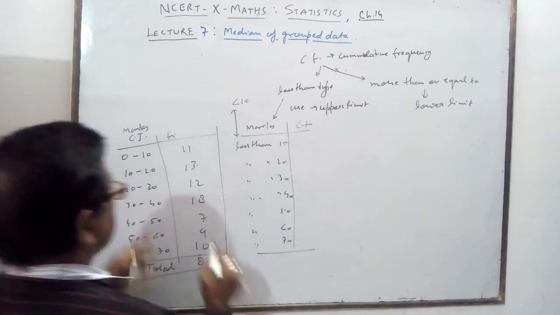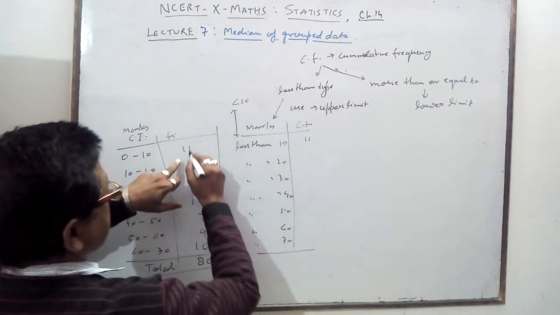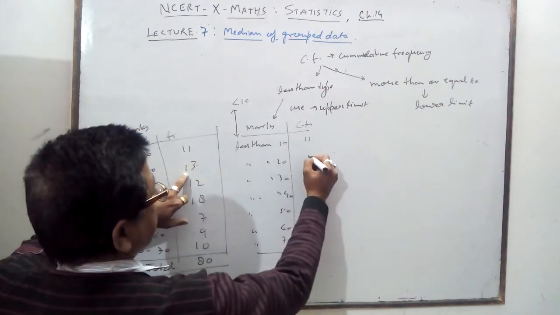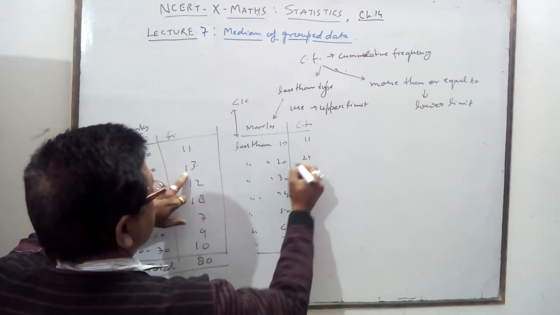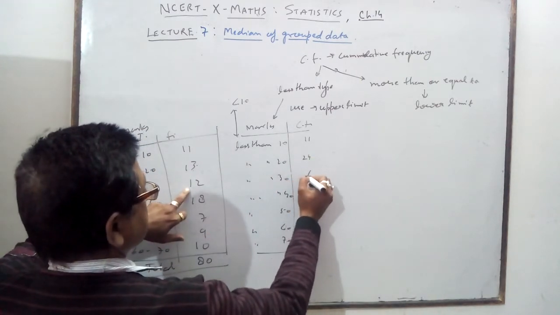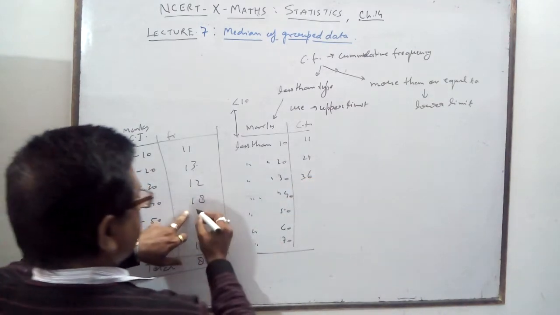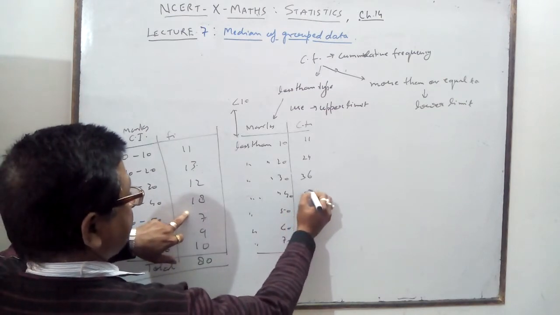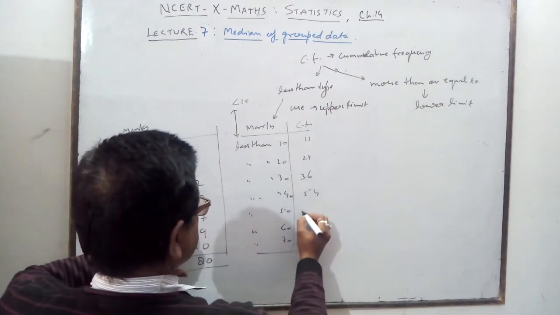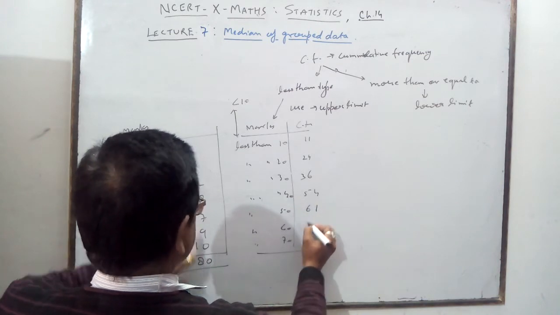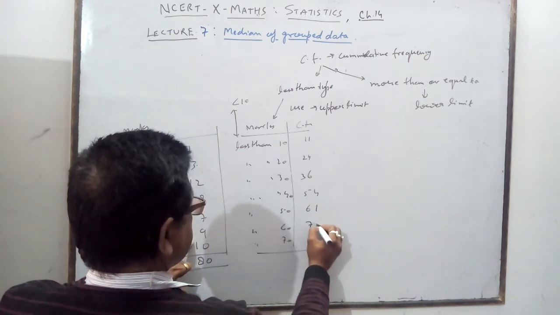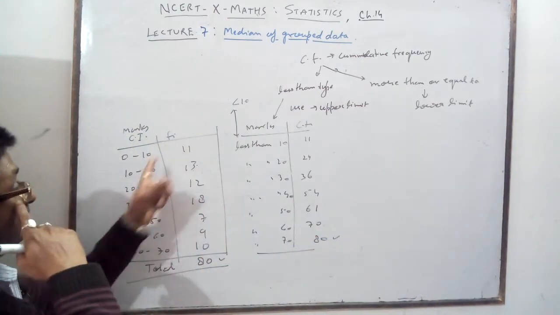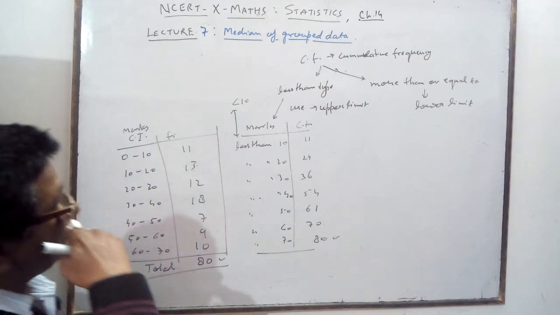You are getting. So what is the first one? As it is. Second one is sum of this: 11 plus 13, 24. 24 plus 12, 36. 36 plus 18, 54. 54 plus 7, 61. 61 plus 9, 70. 70 plus 10, 80. What is the last? You are getting sigma Fi. First will be as it is, and it is called the less than type.